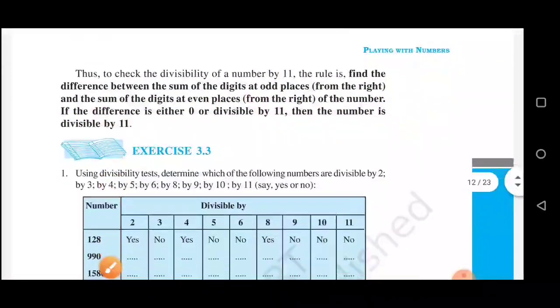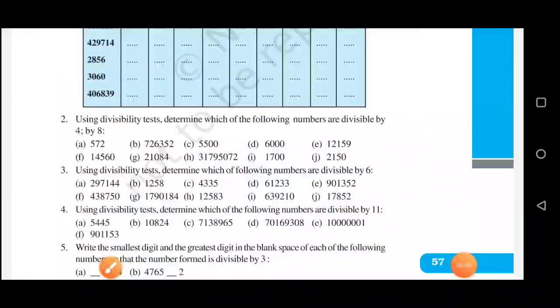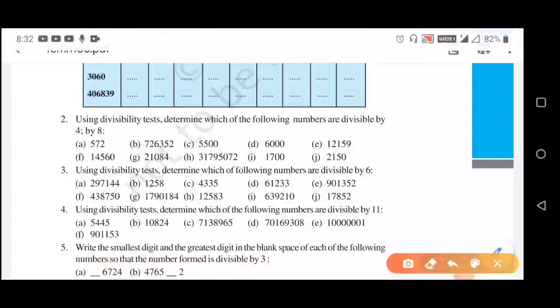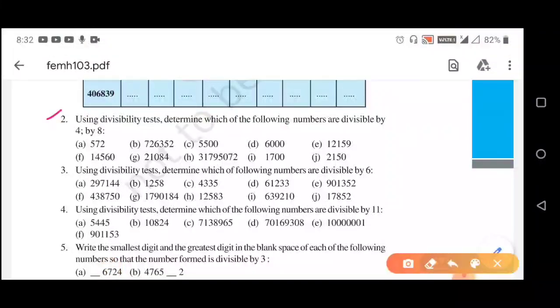Now we will move to exercise 3.3. Question number 2 of exercise 3.3. Here it is given that using divisibility test, determine which of the following numbers are divisible by 4 and by 8.